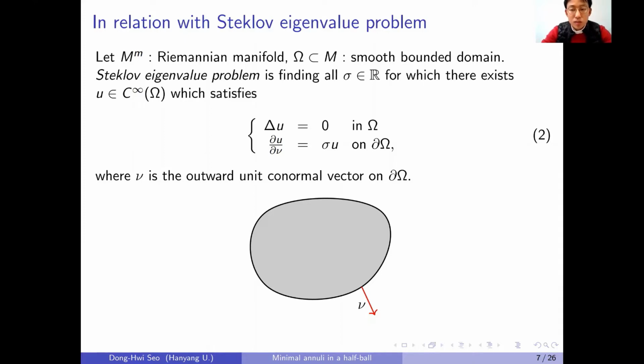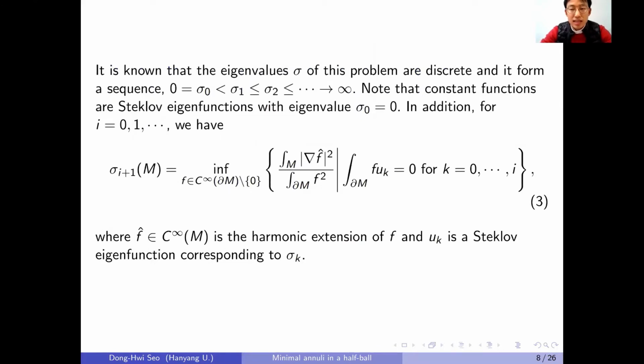Actually, it is an eigenvalue problem, so it has discrete eigenvalues and they diverge to infinity. Also, if you consider a constant function, then it is harmonic in the interior, and the normal derivative of a constant function should be 0. So the constant function is a Steklov eigenfunction with eigenvalue 0. And then we can obtain other eigenvalues by variational characterizations.